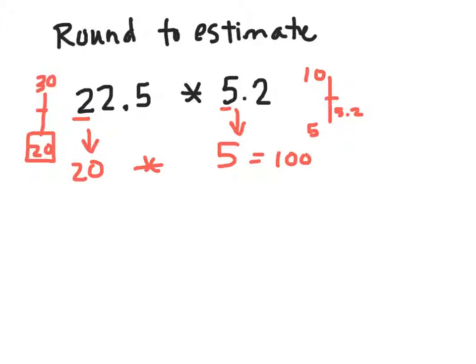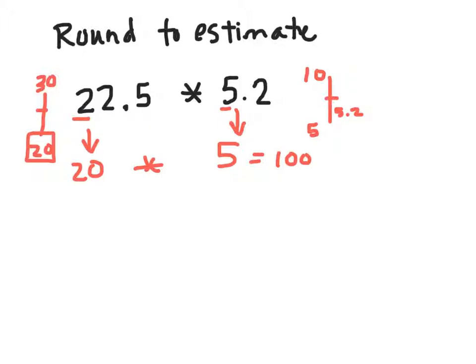And I'm looking at the 22.5, and I have my little range boxes over to the left of that, and 22.5 falls between the tens, falls between 30 and 20, and 22.5 is less than 25, so it's less than halfway to 30, therefore I would round down to 20.